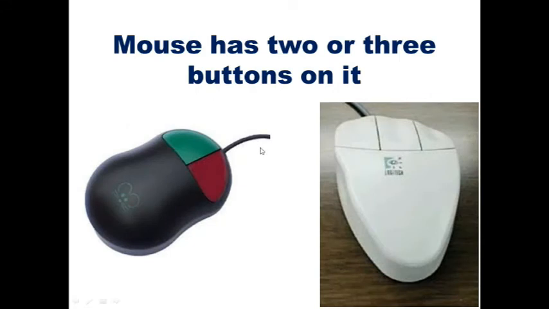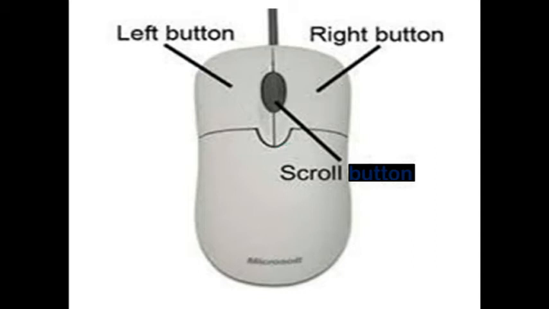Then we studied about mouse buttons. How many mouse buttons are there on a mouse? 2 or 3. Mouse has 2 or 3 buttons on it. Which are they? Left button, right button and scroll button. Button on the left side is called left button. Button on the right hand side is called right button. And button at the center is called scroll button.